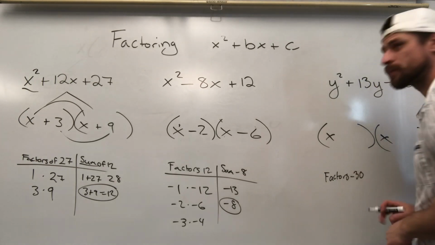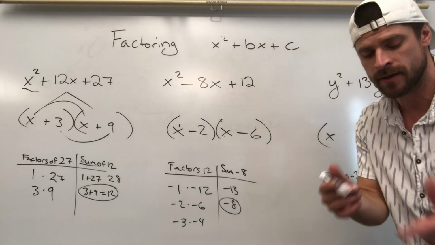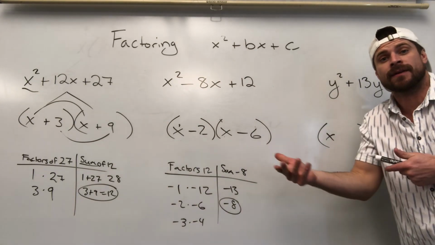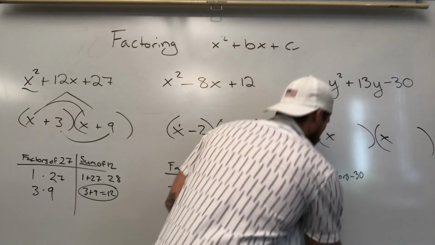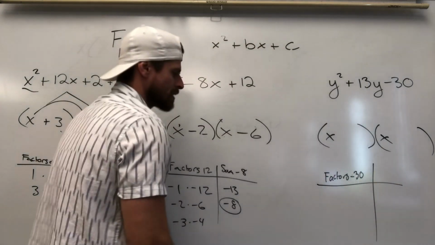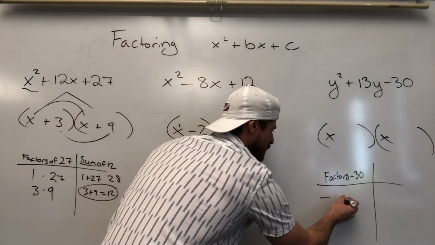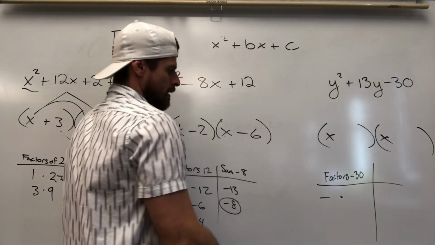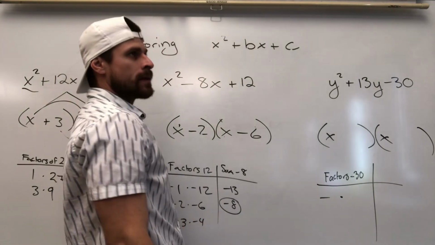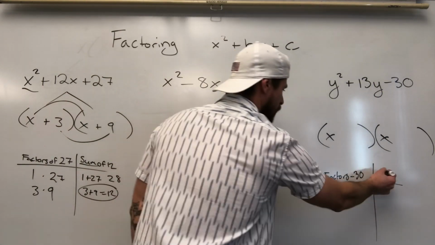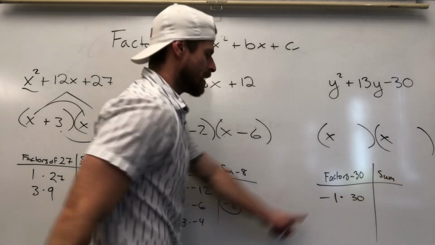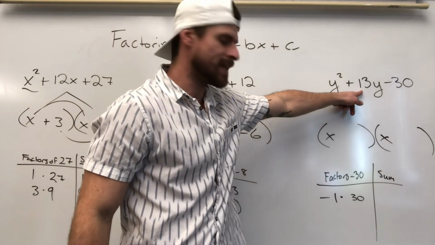Well, the only way to multiply two numbers together and get a negative is if one of them is a negative and one of them is a positive. So what I know right now is this. When I make my table of values, I want to say a negative times a positive. Okay? Numbers that make 30. Well, let's go with negative 1 times positive 30. But we're going to hope that those add together and give me a sum of 13.